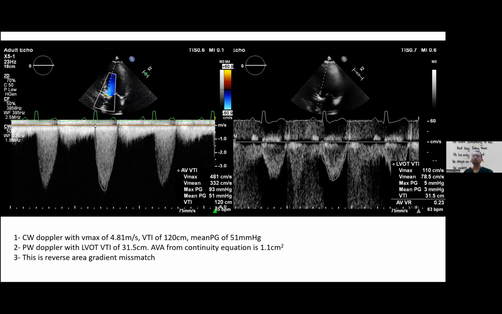It is also possible that this patient has a concomitant bicuspid aortic valve. But as you can see from the short axis view, this might be unlikely because the shape looks like this, which is a trileaflet aortic valve.